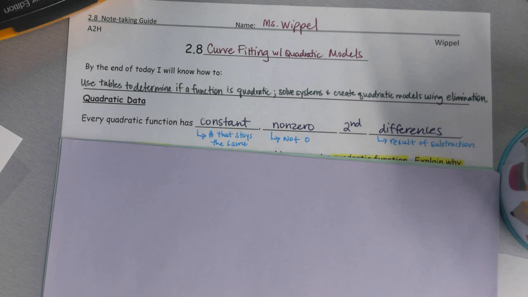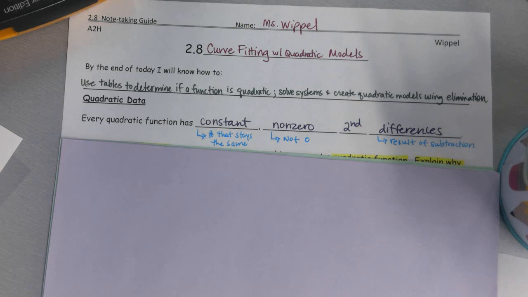So if a number is constant, what does it do? Yeah, stays the same. So the number is going to stay the same. If it's non-zero, that simply means it's not zero. Okay, so it just can't be nothing. And then the second is going to be the second difference, so we're going to do it twice. And then the last thing is the difference itself, which is going to be the result of subtraction.